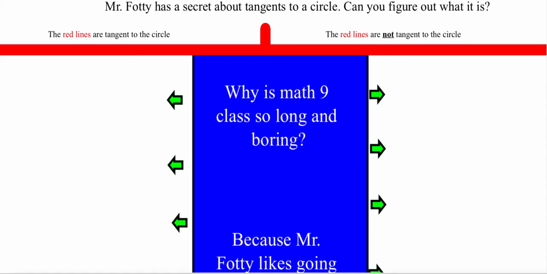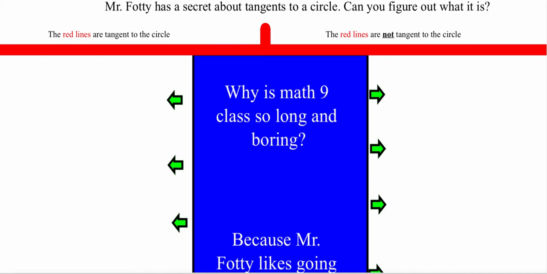In this video, we are going to be looking at a rule involving tangents and circles. If you remember, a tangent is a line that just touches a circle once and doesn't cross into the circle, just touches the circumference once and continues going.